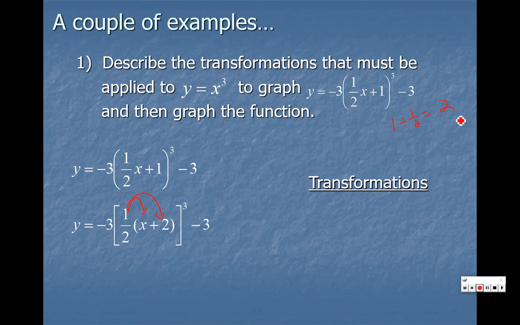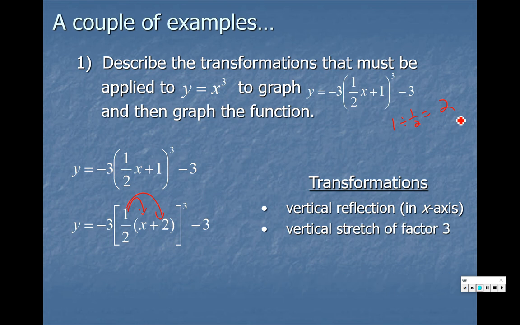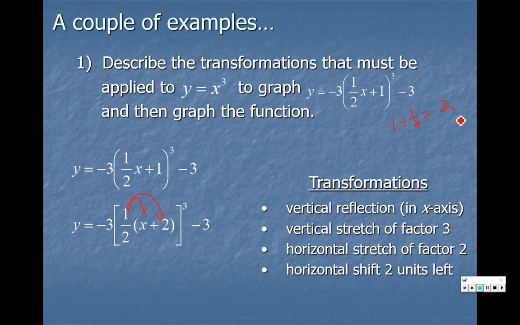And now the transformations. Does this all ring a bell now? Vertical reflection. There. The negative up front. Vertical reflection. Seeing some nodding. Like, okay, yeah, I might have to brush up on this, but yeah, I'm with you. Vertical stretch factor 3. There it is out there. Horizontal stretch factor 2. That's a 1/2. You'd think that would be a compression, but it's not. It's a stretch of factor 2. And then the left 2, down 3. Is this all ringing a bell?